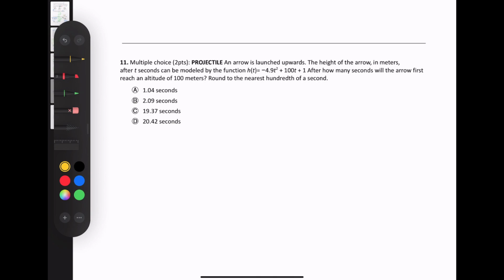Number 11, a projectile and arrow is launched upwards. The height of the arrow in meters after t seconds can be modeled by the function. After how many seconds will the arrow reach an altitude of 100? So this is 100. When is it going to pass? First reaches it. So let's say I have an arrow and it's launched at 1. So this is what I'm thinking about. And they want to know what that point is.